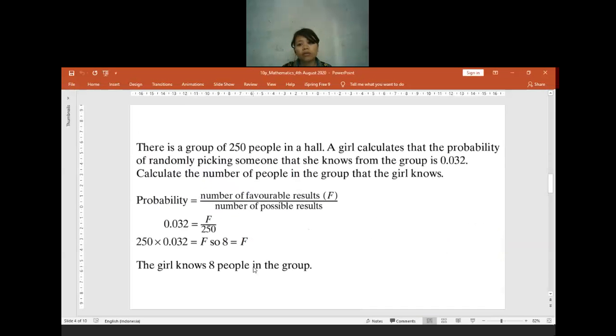Okay, if no one asks me any question, this is the thing that I told you before. Later, if I already have the probability and want to find the relative frequency, I just need to multiply the probability by how many experiments I have. There are 250 people here, and the probability of knowing each other is 0.032. So I multiply 0.032 by 250, which means there will be 8 people in the group.